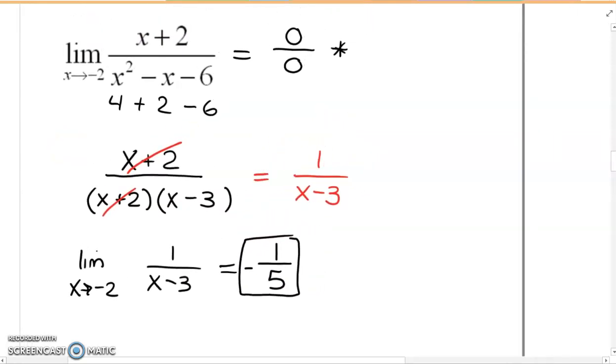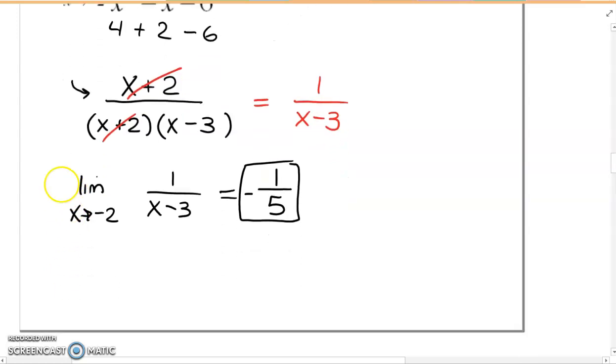Now if you're wondering what's happening graphically here, we identified that there was a hole at -2. That's essentially what this is doing. We're removing that discontinuity and then identifying what the value would be when we look at it on the graph. So that's our first example. Let's take a look at a different example where we're going to have the same problem, but we're going to have to try a new strategy.